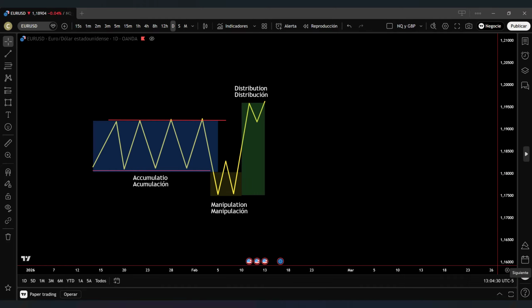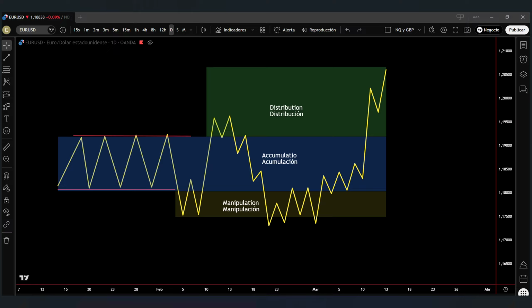Understanding this basic structure is vital, but our mission is to learn how to identify it even when market noise tries to hide it. It is fundamental to understand that the AMD model can manifest in more complex ways, as shown in this image.